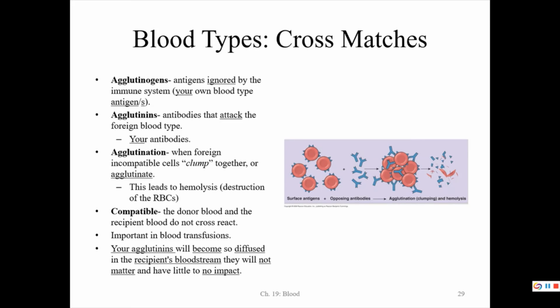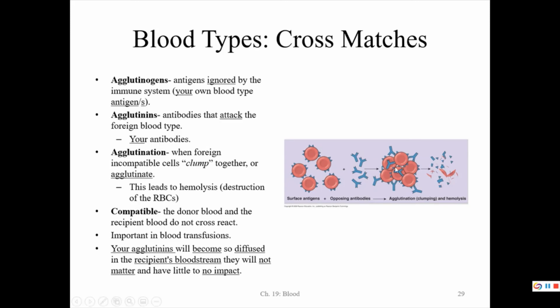The antigens are ignored. The agglutinins, those are the antibodies. Your antibodies are called agglutinins. Agglutination is when an antibody finds an incompatible blood type, and that leads to hemolysis and kills the cells, and can actually cause death.